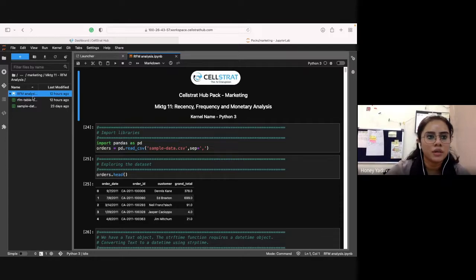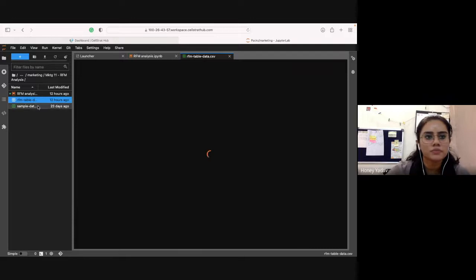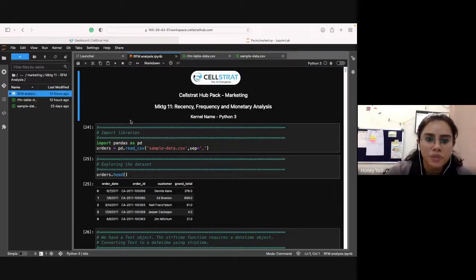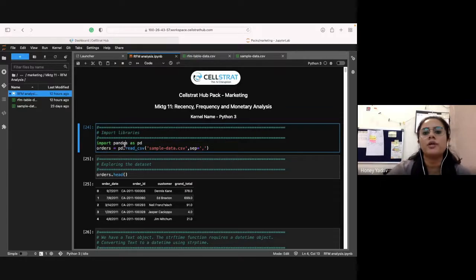I believe my screen is visible to everyone. Yes. So we will be starting with the RFM analysis. I hope you are able to open your dashboard and see this. You are able to open the packs, and in the packs you will find a marketing pack. In the marketing pack, you just have to open the RFM analysis. If any problem comes up till here, please let us know.